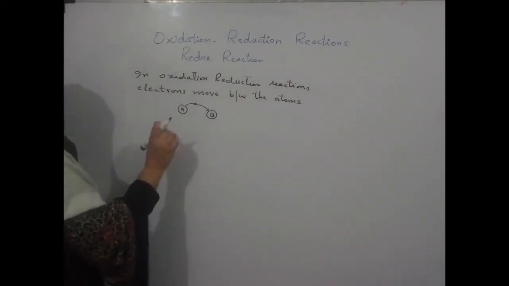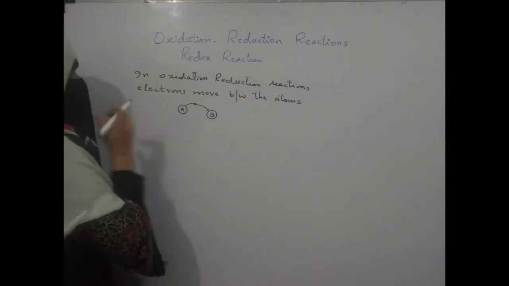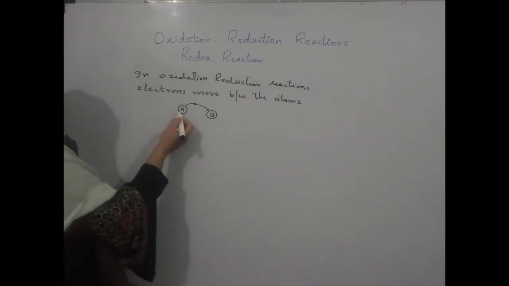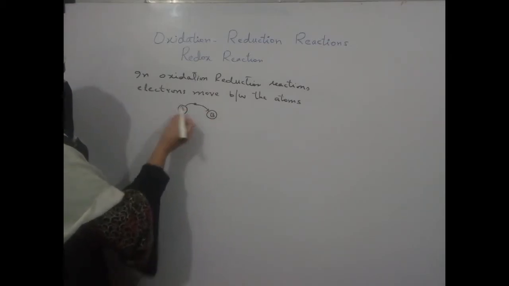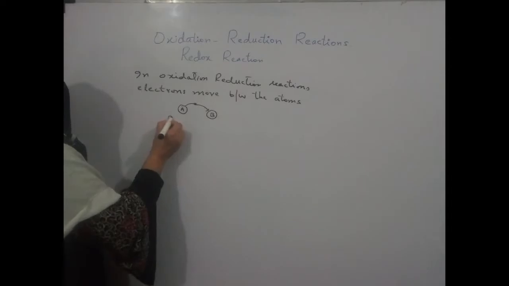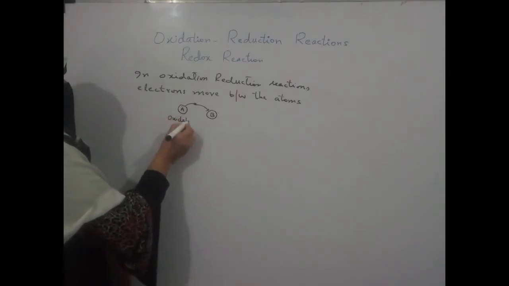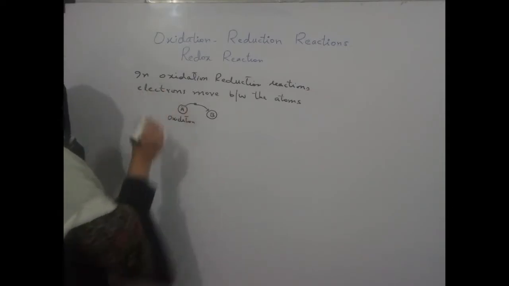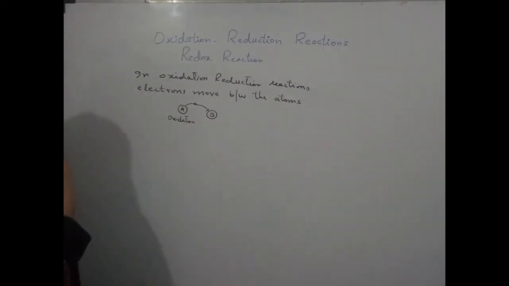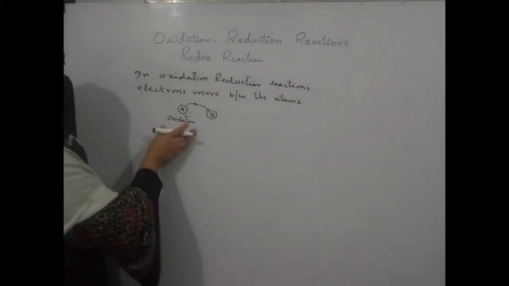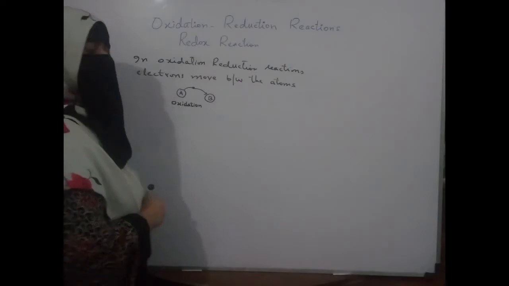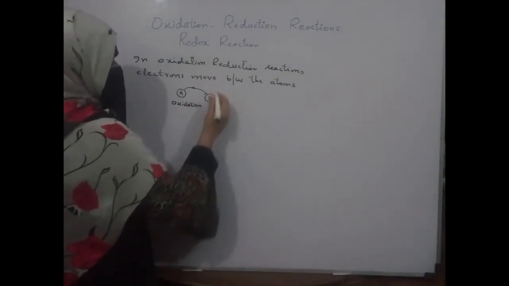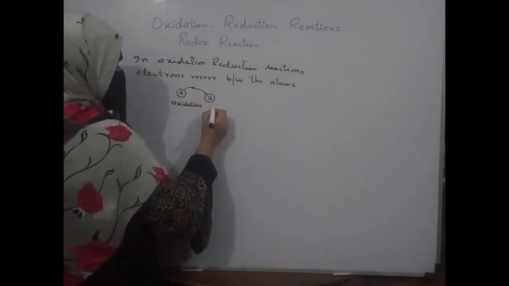What actually happens in those atoms? Atom A is giving electron, so that's why oxidation is taking place here. Atom B is receiving that electron, so atom B is undergoing reduction.